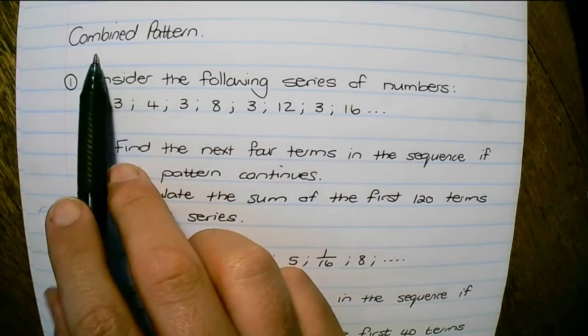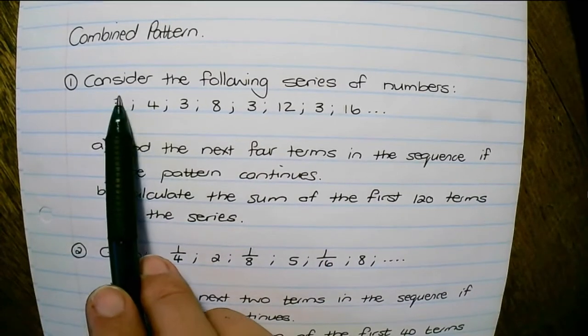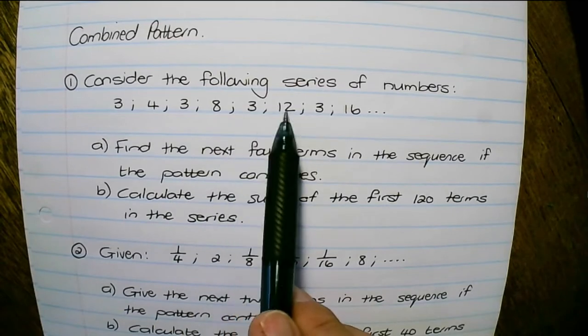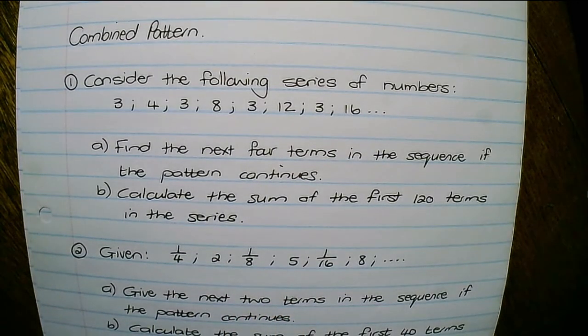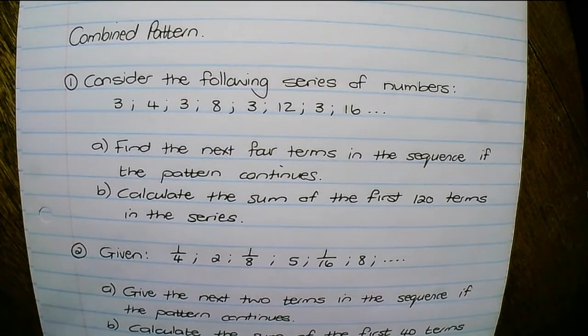In this video, we'll discuss combined patterns. Our first question says, consider the following series of numbers: 3, 4, 3, 8, 3, 12, 3, 16. The first question is, find the next four terms in the sequence if the pattern continues.